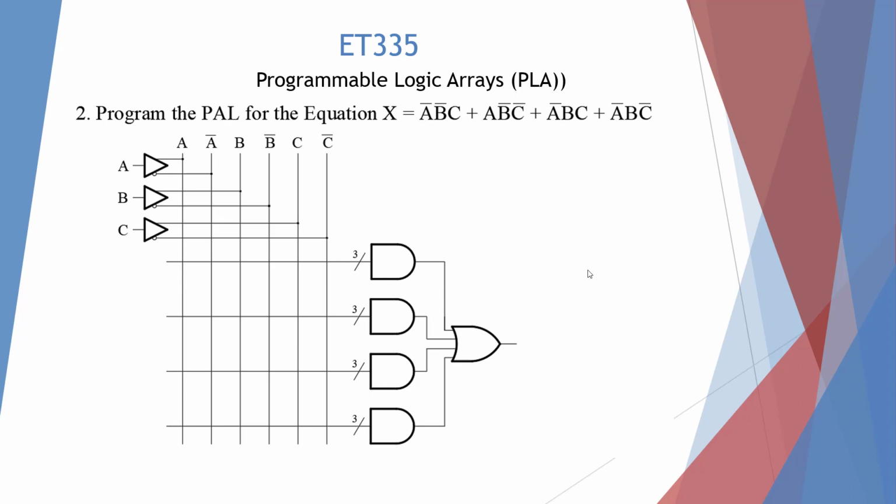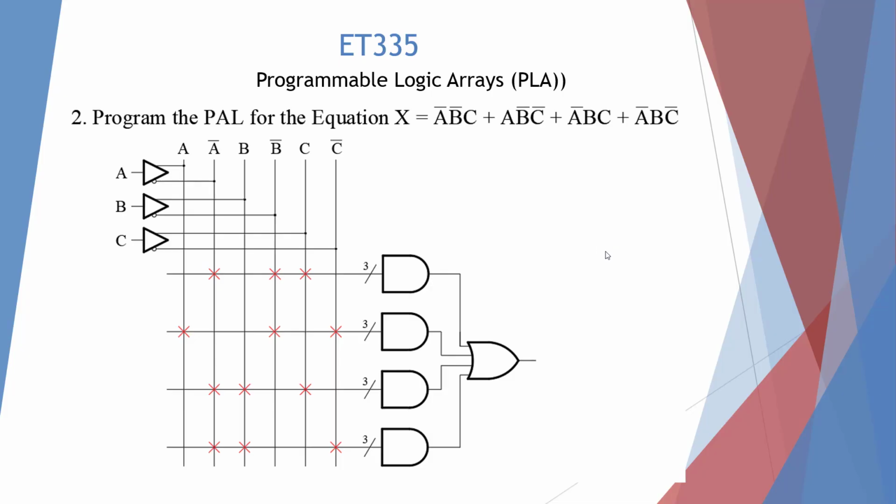Okay, let's program the PAL for the Boolean equation. So we're going to have an A bar and a B bar and a C. And then we're going to have an A, B bar, C bar. And then we're going to have an A bar, then a B, and a C. And the last one's going to be an A bar, B, and a C bar. Let's check. And here's our answer, and it looks like we got it right.